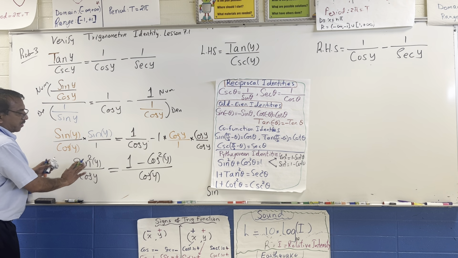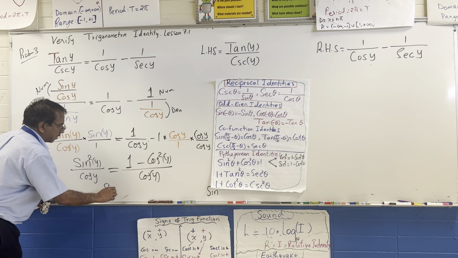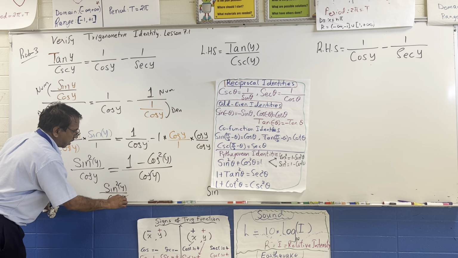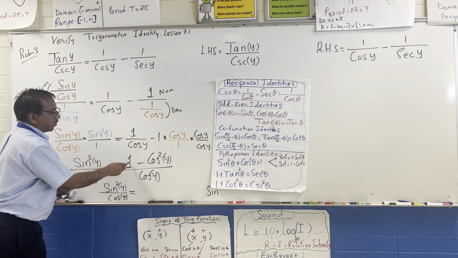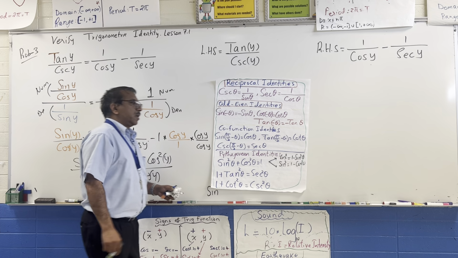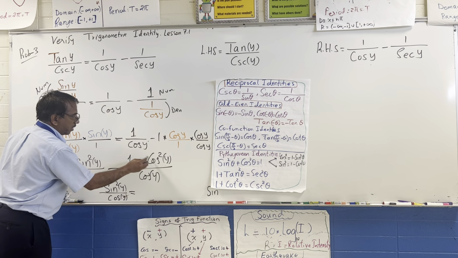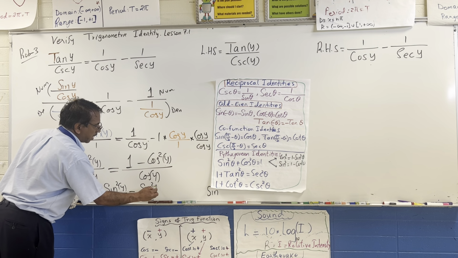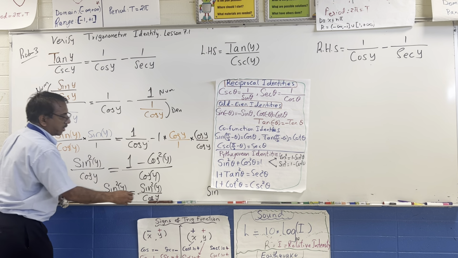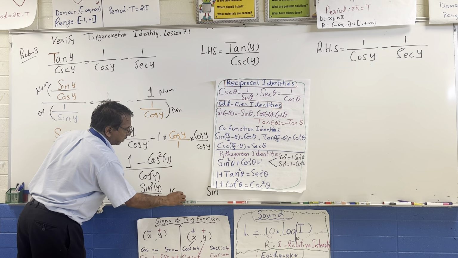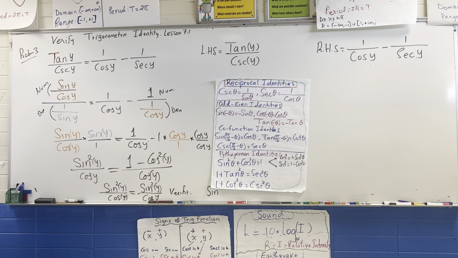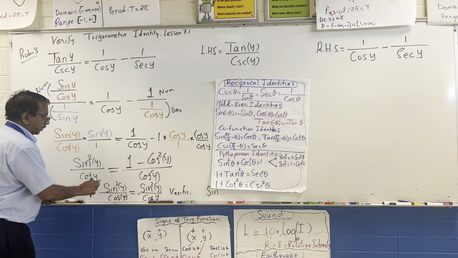I'm going to keep this as it is, so this will be sine square y divided by cosine y equals 1 minus cosine square, which by the Pythagorean identity is sine square. So the top part is sine square y divided by cosine, and they are the same, so verified. So the question was, is this identity true? So we get both the same answer.